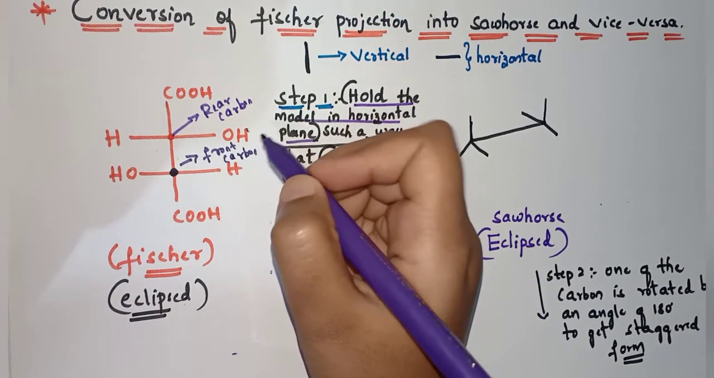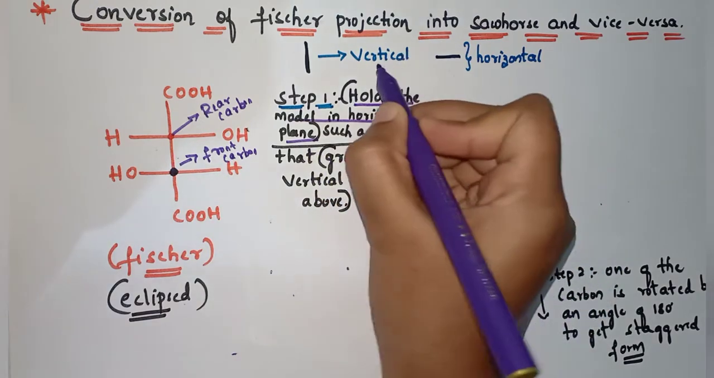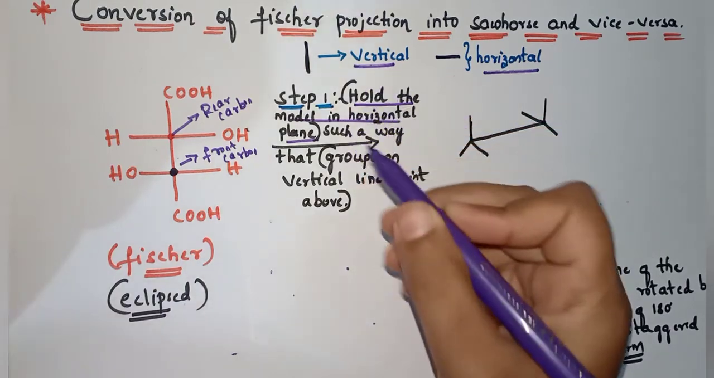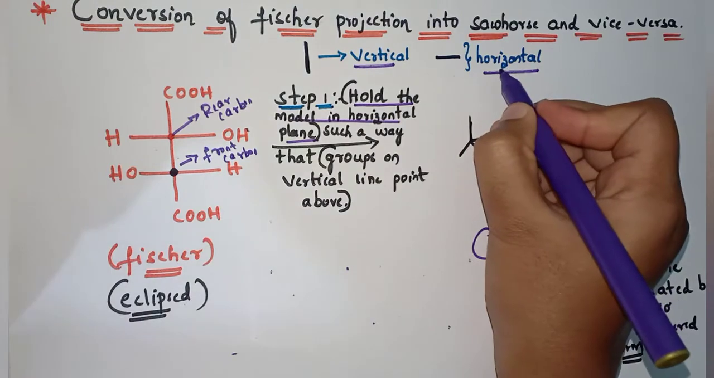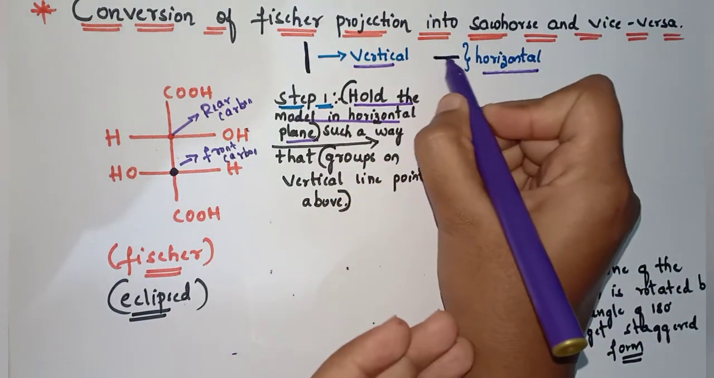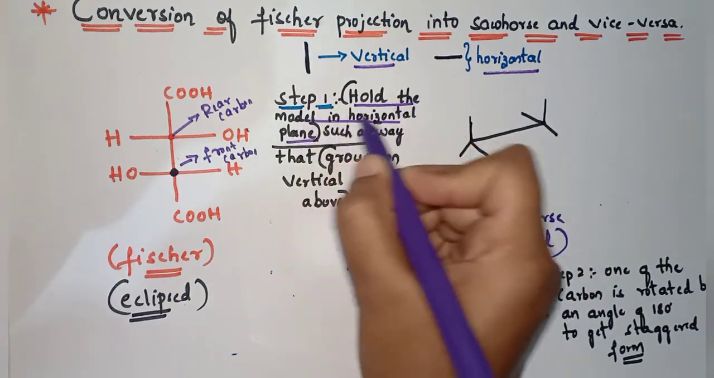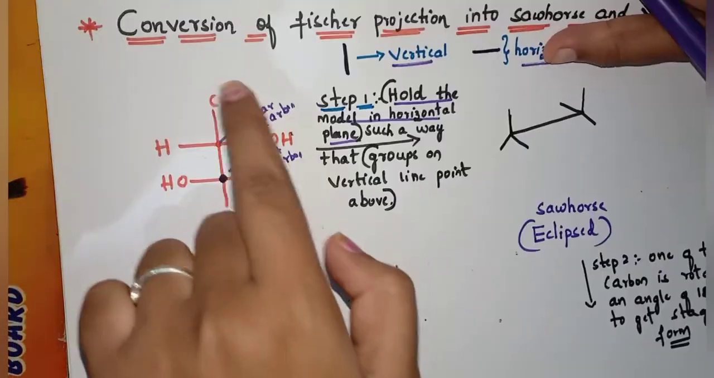First of all, we have to hold the model in horizontal plane. So first of all, let's see what is vertical and what is horizontal here. Vertical means straight up and down. See, it is straight up and down. It is vertical. Horizontal means left to right. So it is horizontal. Here, first of all, we have to hold the model in a horizontal plane. So we have to hold the model like this. So it is vertical and this is horizontal.